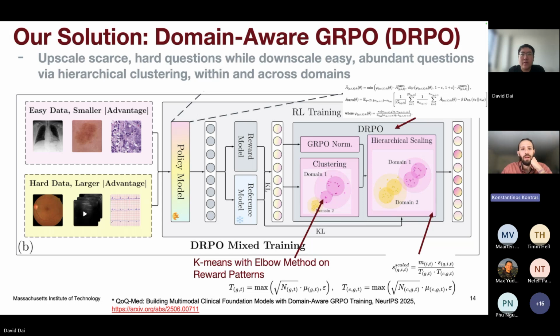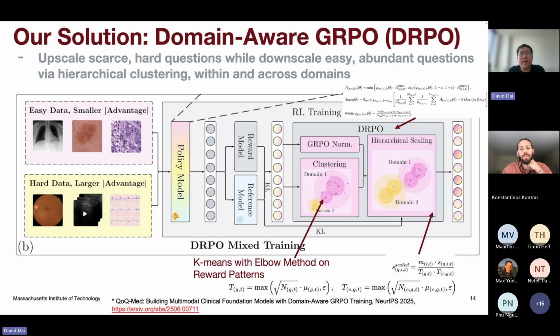Maybe I can start with that. One quick question. So the question is, why did you need the clustering in the first place and not just decide based on the reward that each sample got? Why did you need to cluster them together?